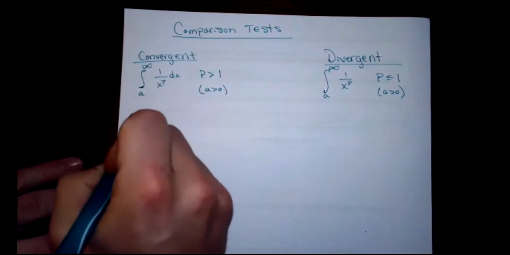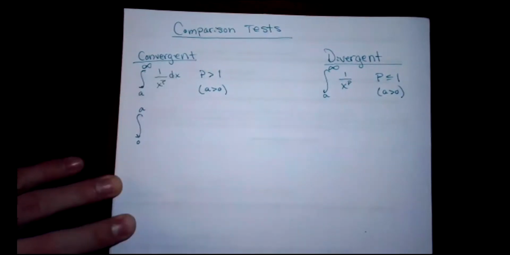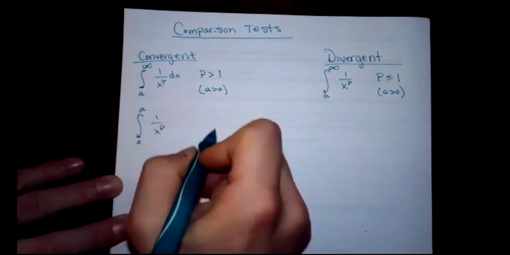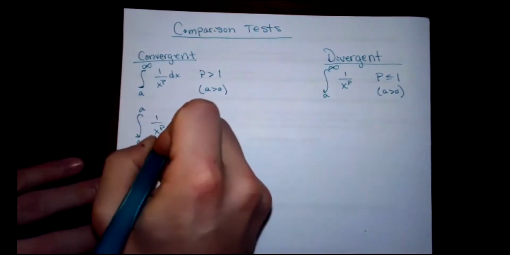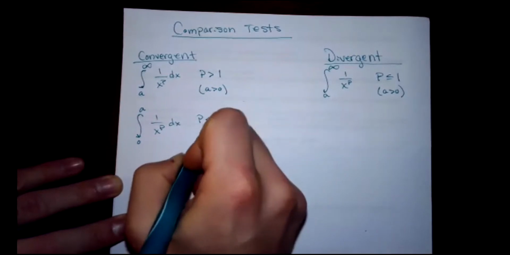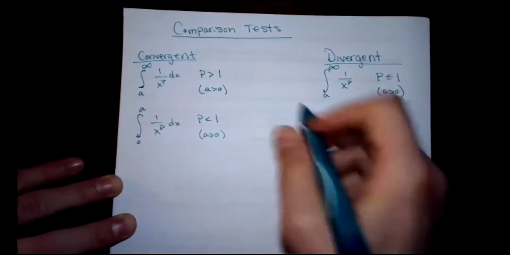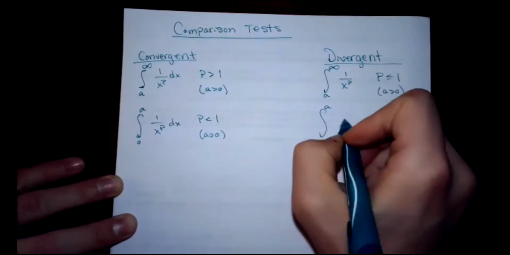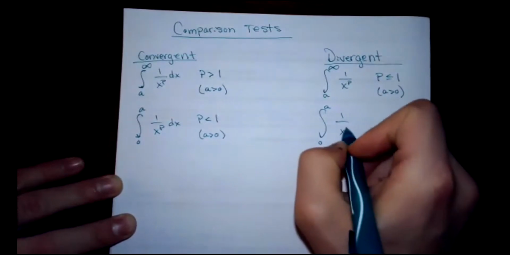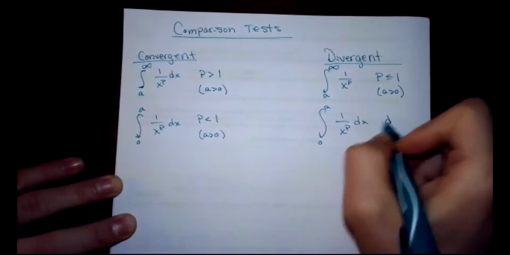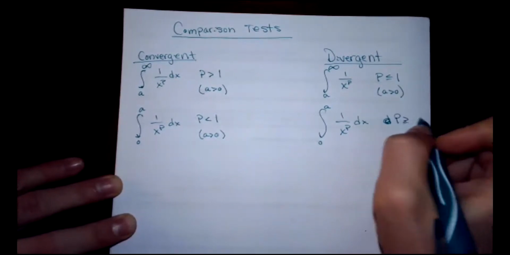So let's say 0 up to some point bigger than 0. If I have 1 over x to the p, it will only converge if my p now is less than 1. And it will diverge when my p is bigger or equal to 1.